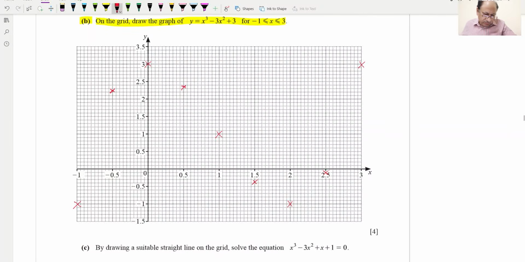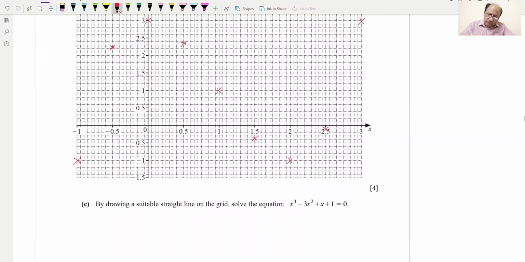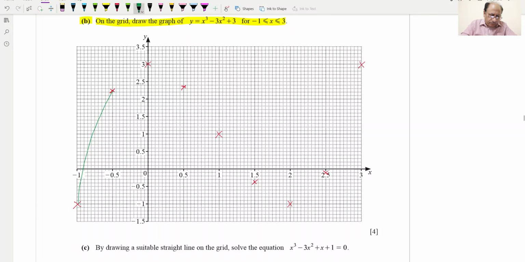Now we have basically indicated the points, and the points: 1 2 3 4 5 6 7 8 9. We have plotted all the points. Now we can draw the graph, and for the graph we have to draw a smooth curve like this one, and we have to try to draw as smoothly as possible.